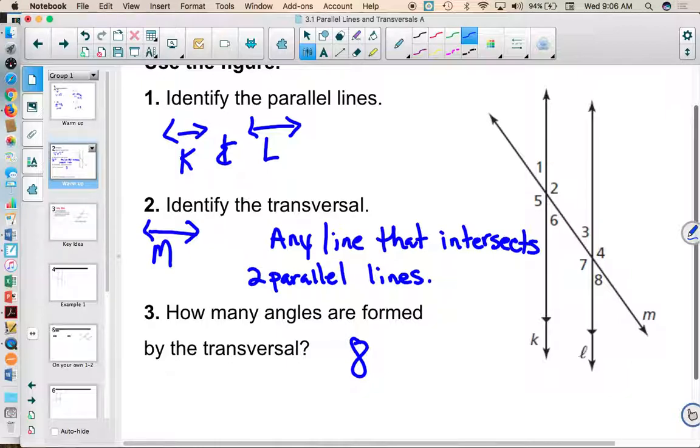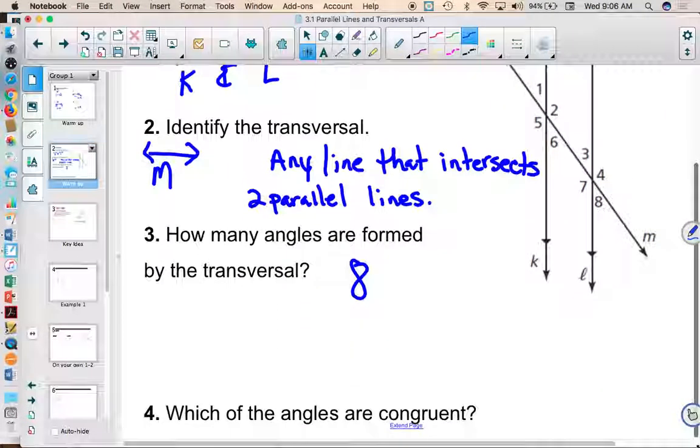There's a number 4. Which of the angles are congruent? Now, what's it mean to be congruent, ladies and gentlemen? The same. So, which of the angles are congruent? Give me a pair of congruent ones.